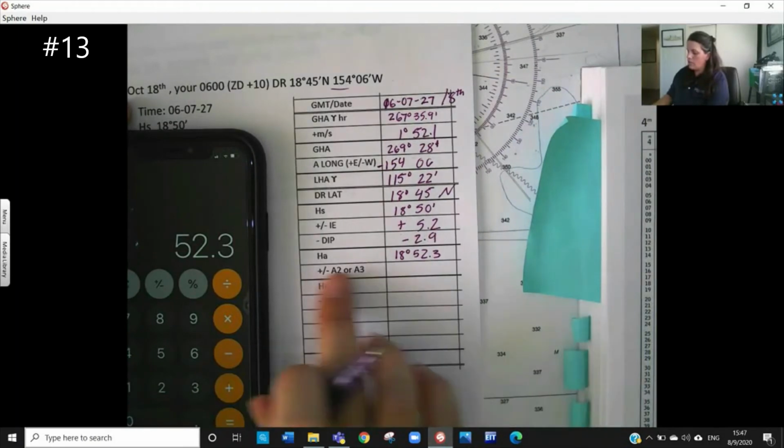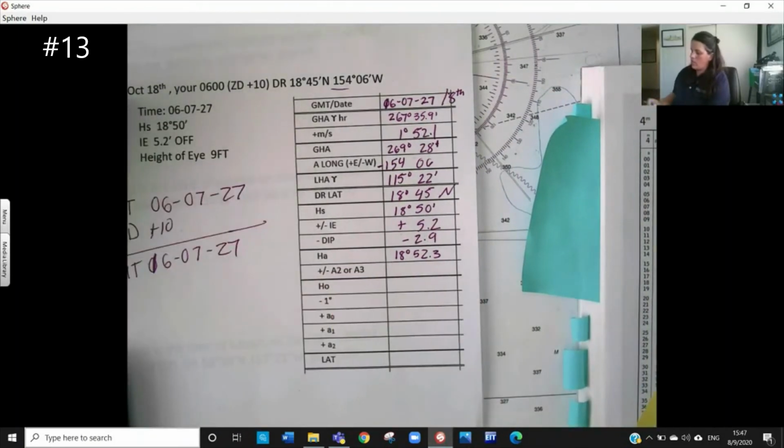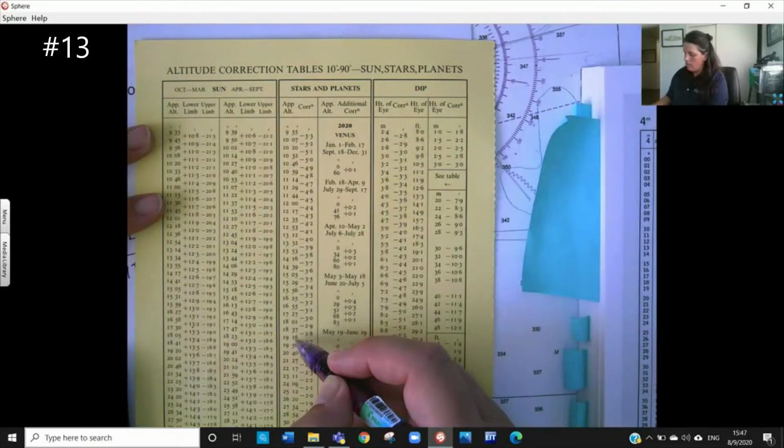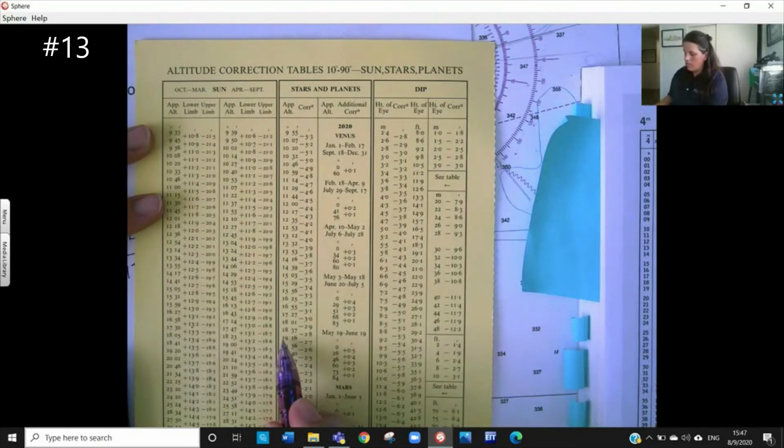So now we use that HA to correct for refraction with our A2. We are at 1852. So 1852 is going to be in this 18 and 19 range. We get a correction of 2.8.